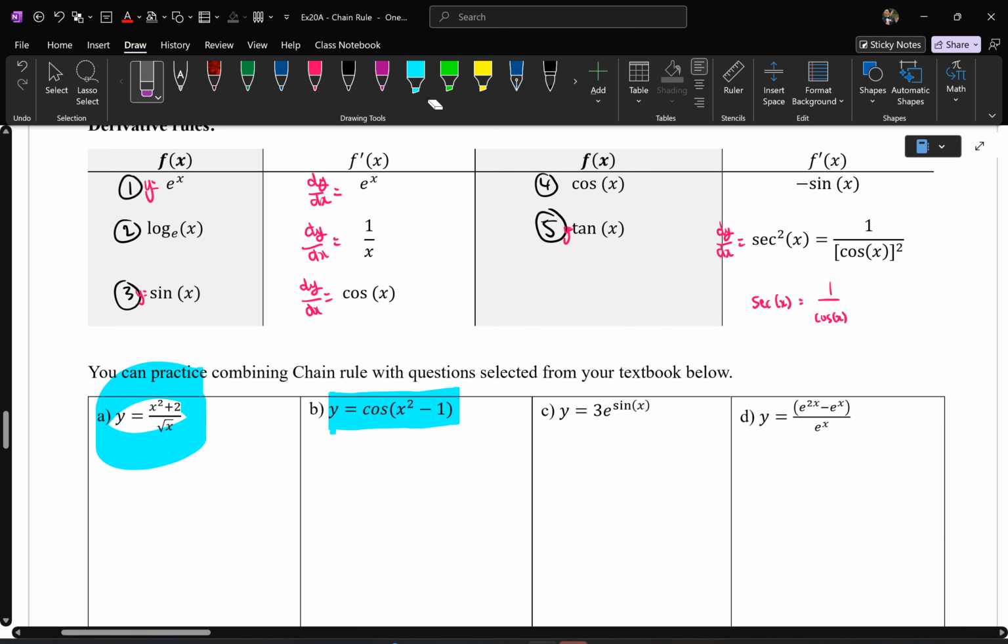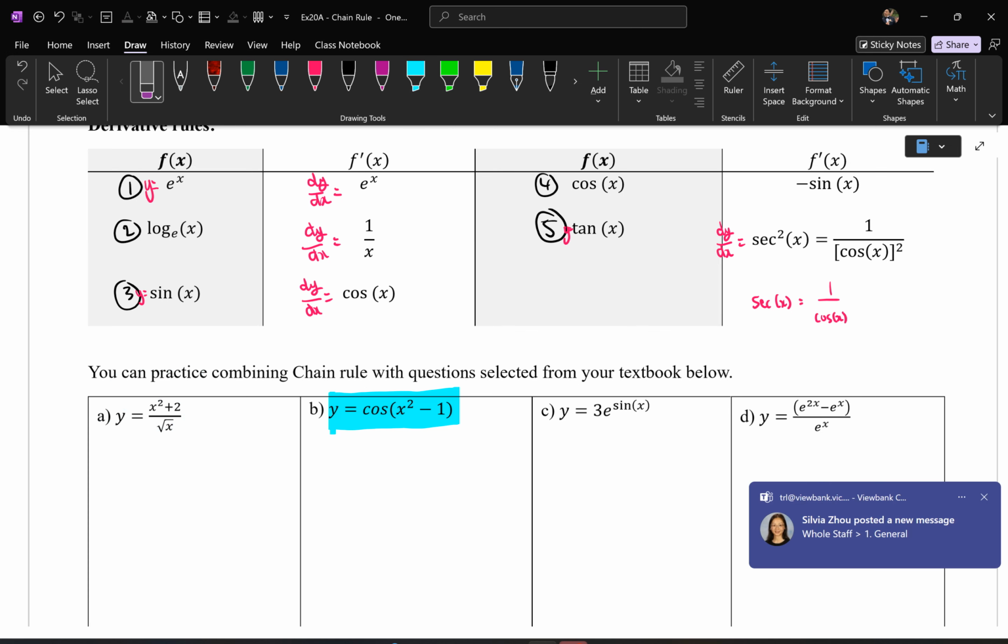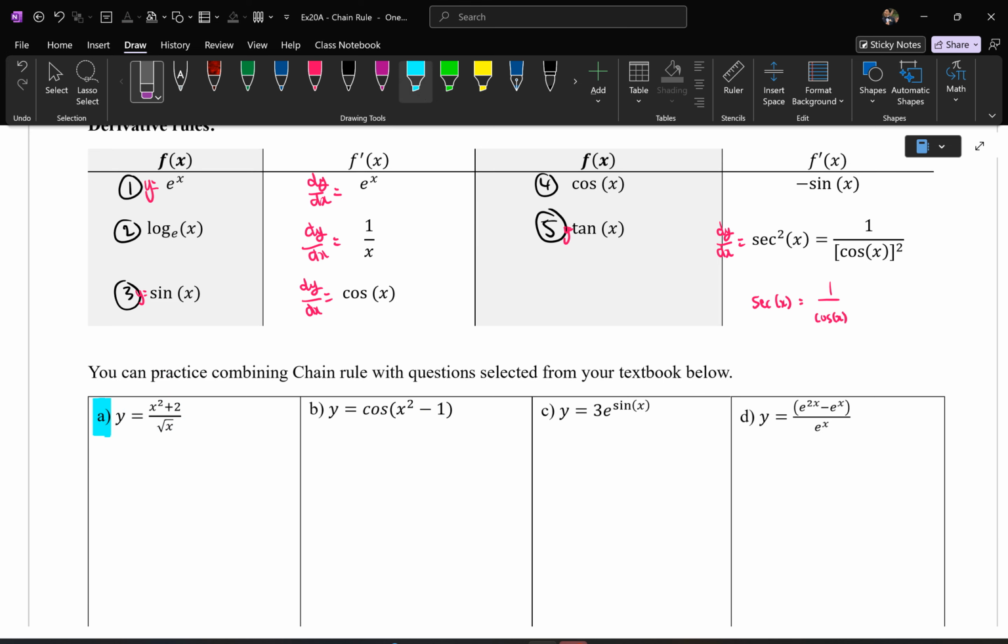I'll leave this one later because that's similar to one of the problems we did prior. You guys can have a go with this one later. But let's do B first. Let's have a look at B.